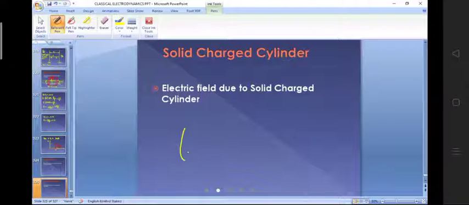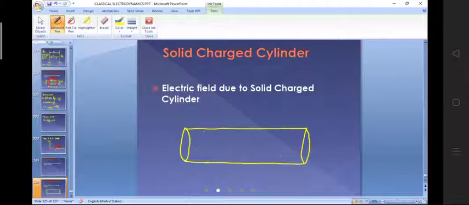So here what we have is a cylinder. It's a solid cylinder, which implies that the charge will reside on the surface and inside the body of the cylinder as well. It's an insulator, an insulating cylinder, so the charge will obviously exist inside. Suppose the charge density is given as rho, and the radius of the cylinder is equal to r.